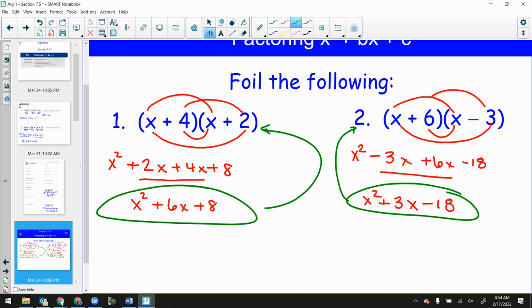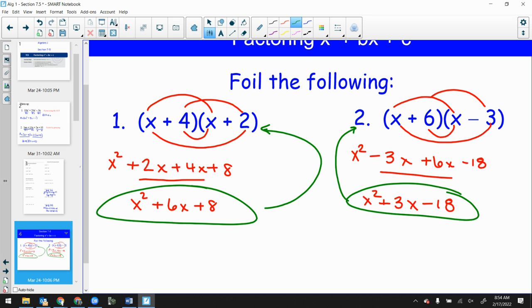So let's try to see if we can create some patterns. If I started down here, what do you notice about the numbers in the binomial as they correlate to our answers? If I started here, what patterns do we see? What connections do we see to the trinomial as it relates to the numbers in the binomial? What do you see here? And that would also correlate over here as well.